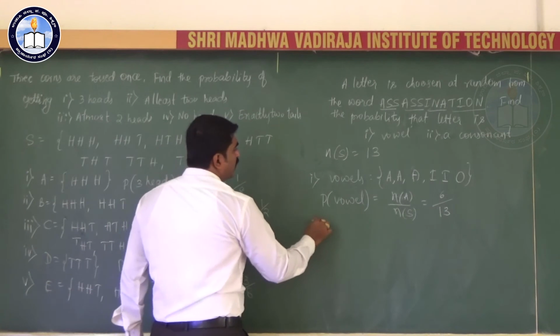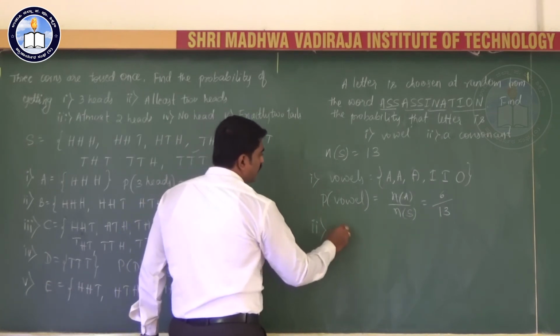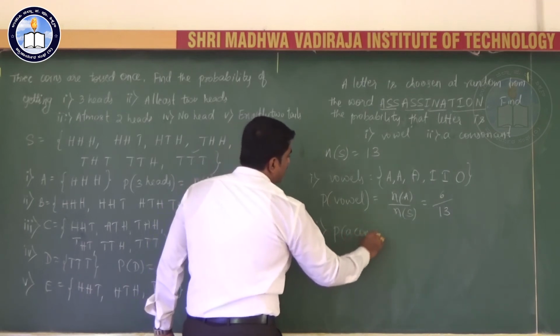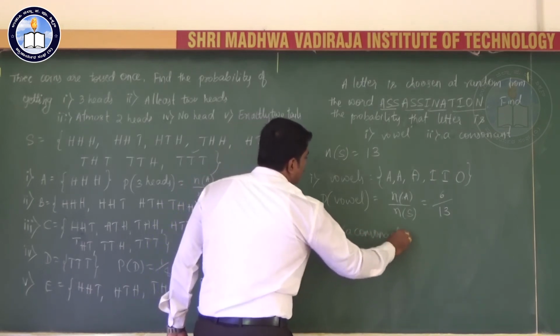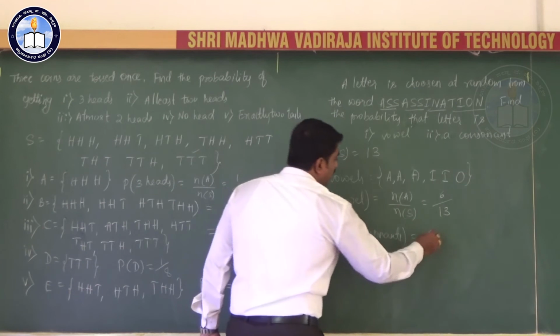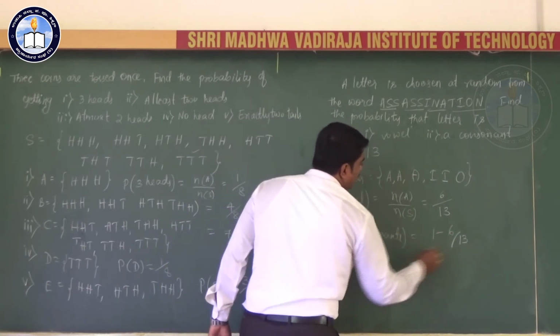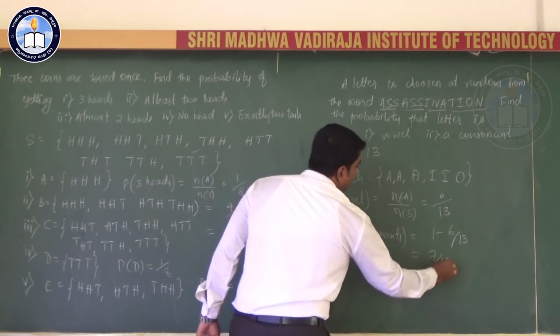Then what is the probability of getting a consonant? Probability of getting a consonant is nothing but the rest are all consonants. So it is the event not A. So 1 minus 6 by 13, that is 7 by 13.